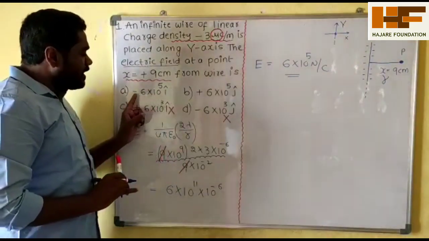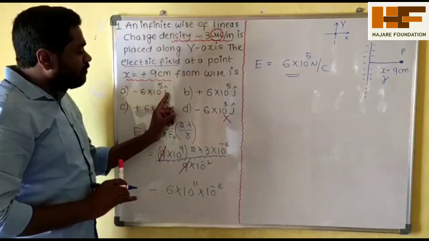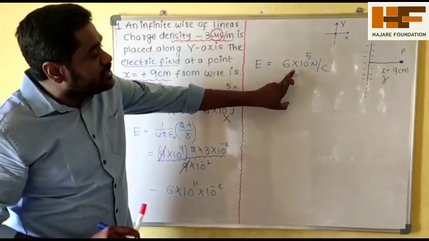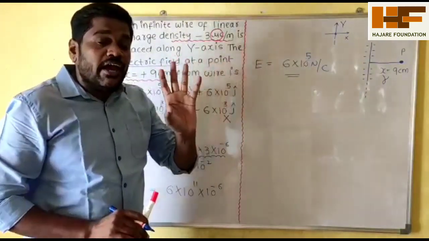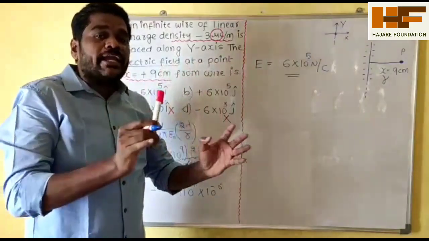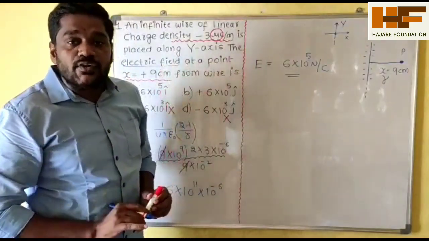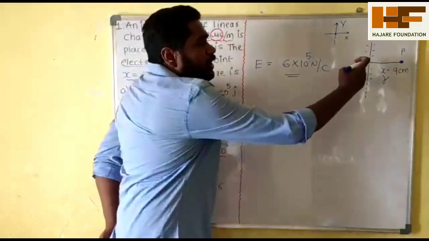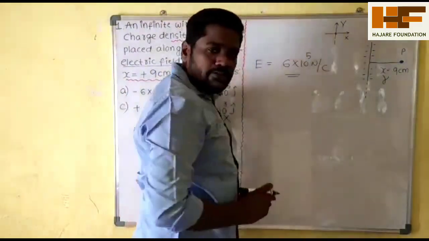Once again you see what is there? Minus 6 into 10 power 5 i cap. But what we got? 6 into 10 power 5. We have calculated only the magnitude. Its direction also we have to decide. Now tell me, is this a negative charge or a positive charge?